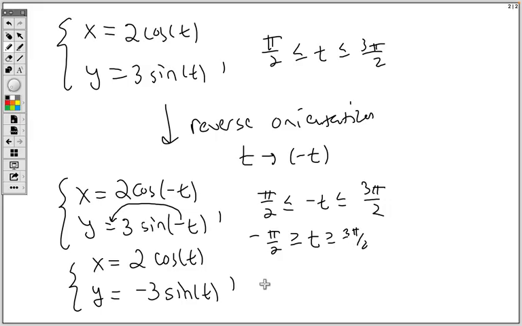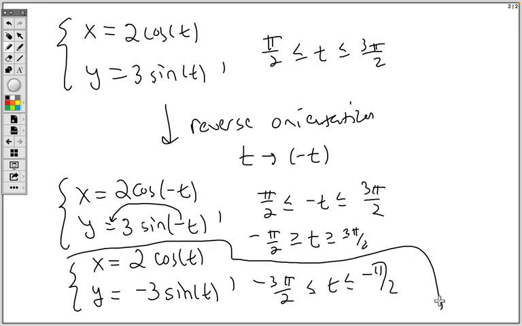All right. So this would be good then for negative 3 pi over 2 less than or equal to t less than or equal to negative pi over 2. This would give us the same curve, just the orientation is reversed. All right. And you could check that. You could plug in the negative 3 pi over 2.